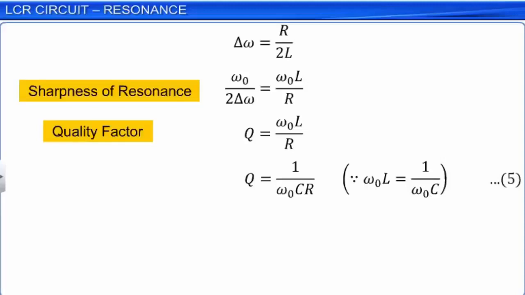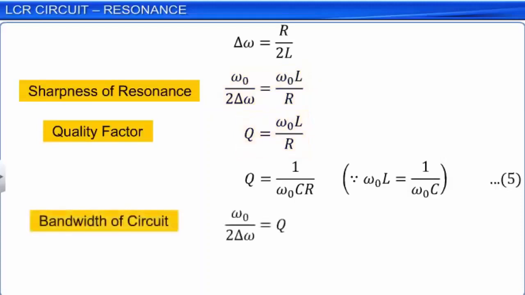From the expression omega naught by 2 delta omega is equal to omega naught L by R, and the expression Q is equal to omega naught L by R, we get the bandwidth of the circuit as 2 delta omega is equal to omega naught by Q as shown. This indicates that a higher value of the quality factor leads to a sharper resonance as the bandwidth decreases.